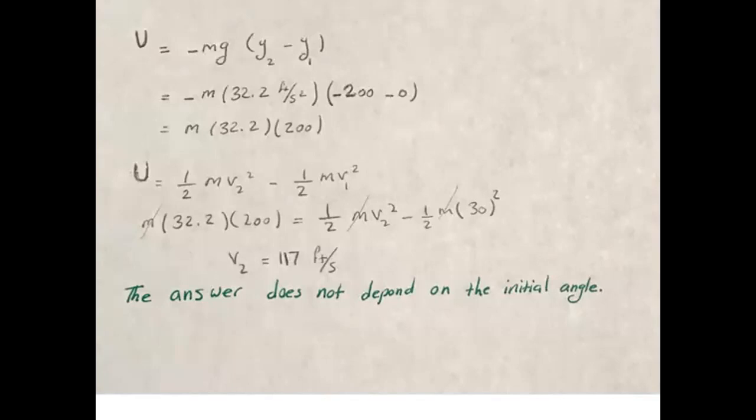Therefore, the velocities for different angles are the same and don't depend on the initial angle. So, by applying the principle of work and energy, we find the velocity of the rock before it hits the ground. The velocity is 170 feet per second.